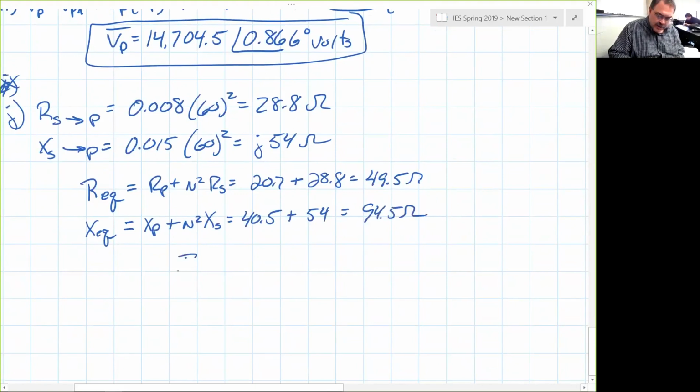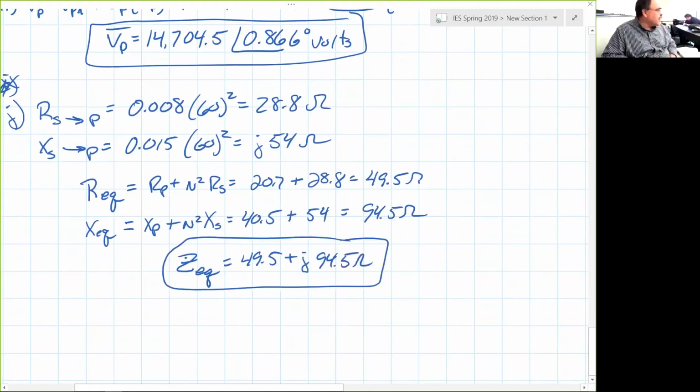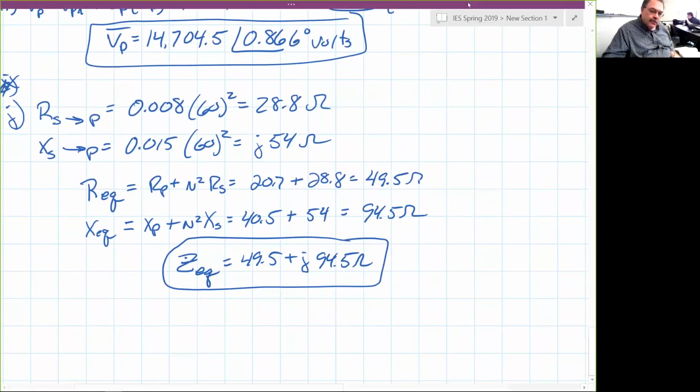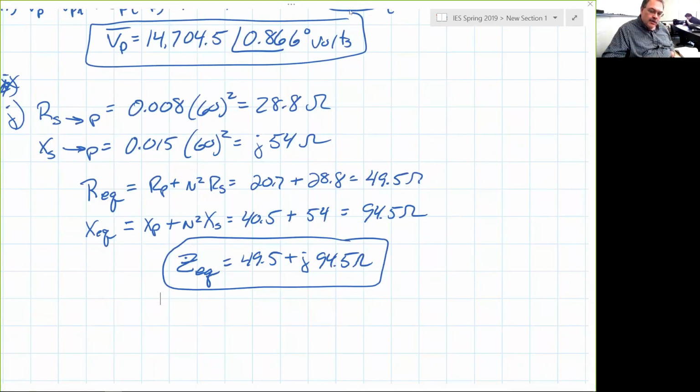And then I would additionally write then the equivalent impedance of this transformer would be 49.5 plus J 94.5 ohms. And there we got one number that represents the total series impedance of that transformer. Okay? And I'm going to stop recording.